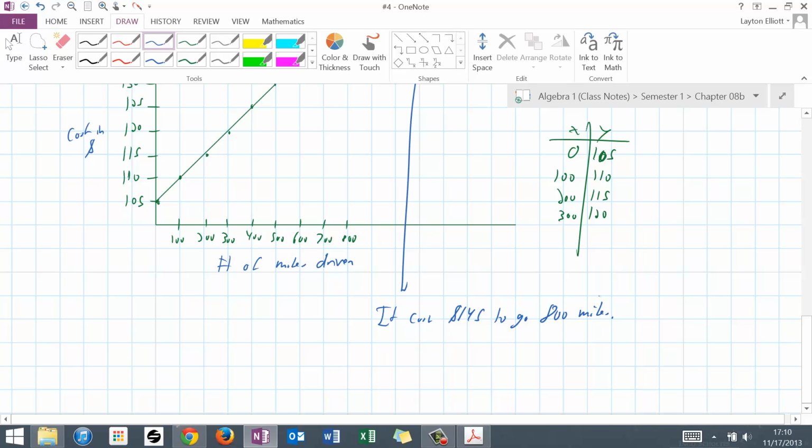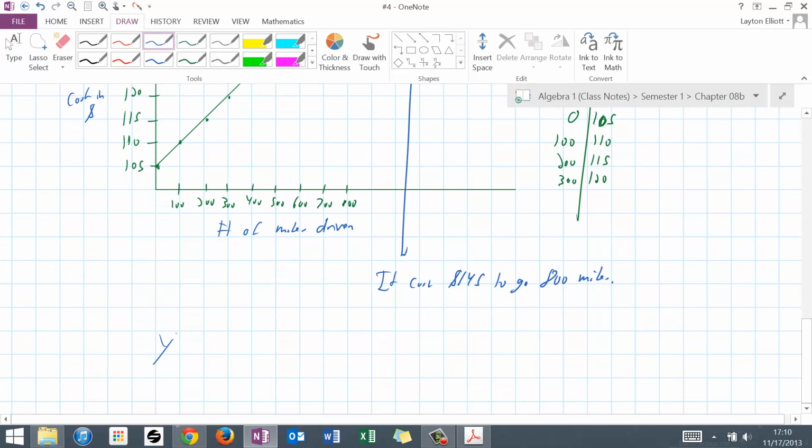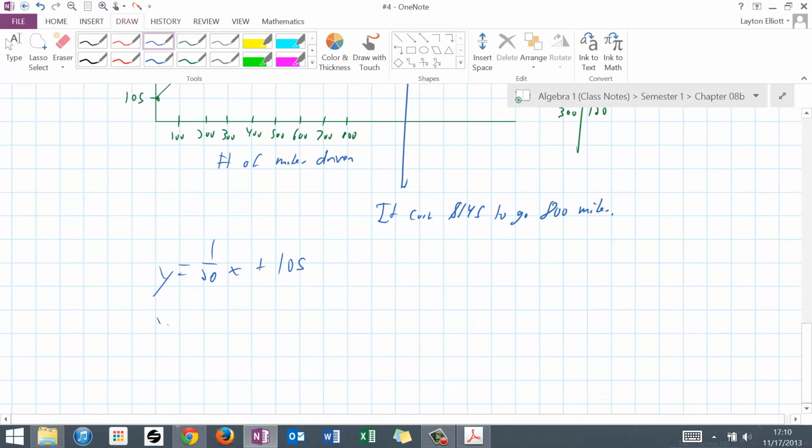Another way to do that is actually just to use the equation. Y is equal to 1/20th x plus 105. If I substitute 800 in for x and add, I'm going to get 145, which is what we got right there. And that's it.